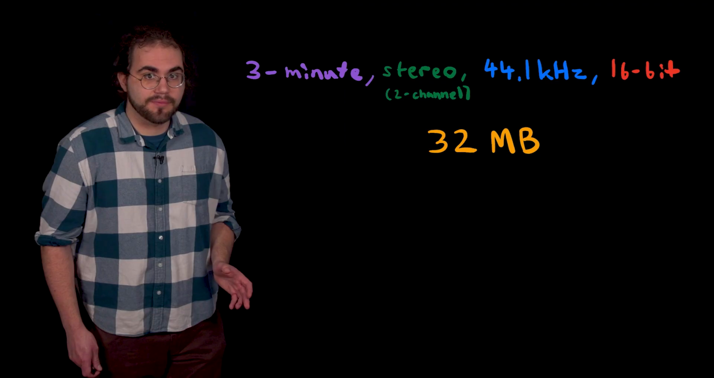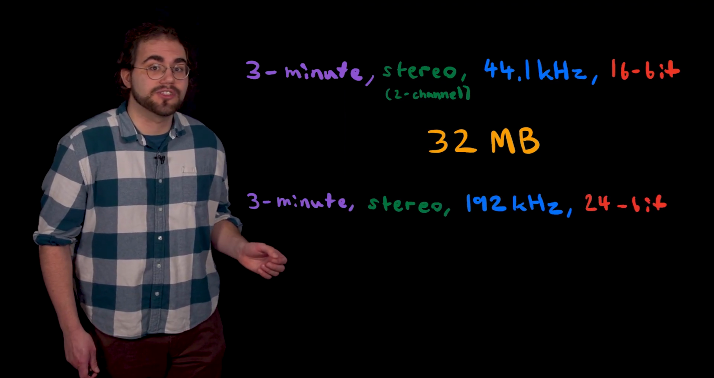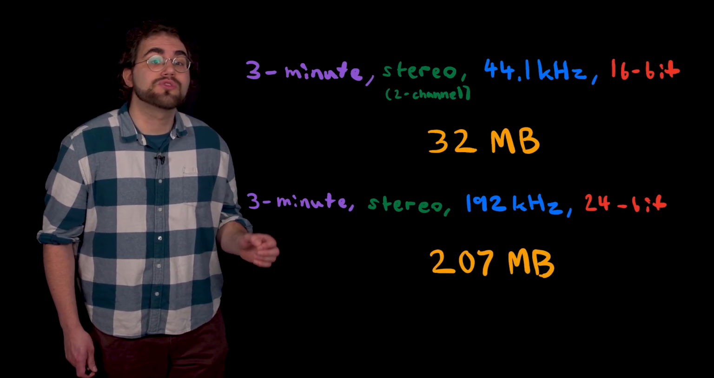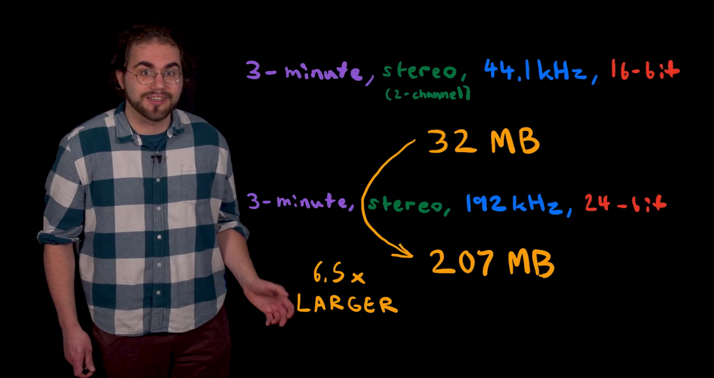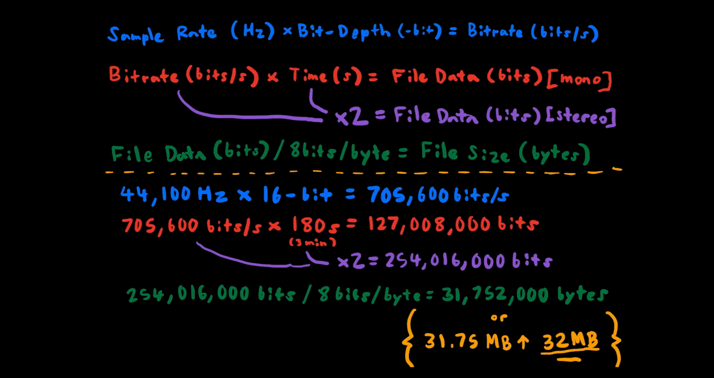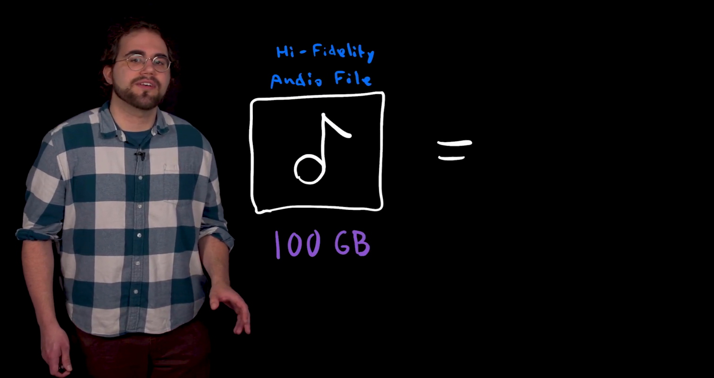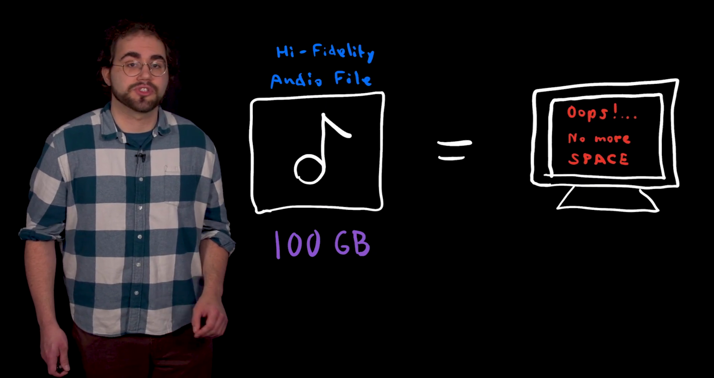megabytes of space, whereas an audio file recorded at 192 kHz at 24-bit with the same parameters will take up 207 megabytes, which is 6.5 times larger. If you're curious about how these calculations were made, here is a list of equations and examples that led to these values. It is extremely important to be wary of file sizes when using high sample rates and bit depths for the sake of digital storage.